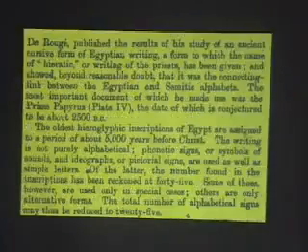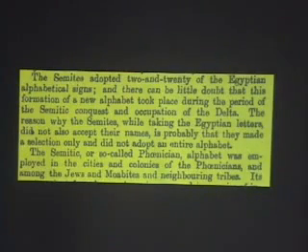Let me go to this. Let me see right here. Okay. The Semites adopted 22 of the Egyptian alphabetical signs, and there can be little doubt that this formation of a new alphabet took place during the period of the Semitic conquest and occupation of the Delta, the Hyksos. That's what it's saying. They knew that in 1859.